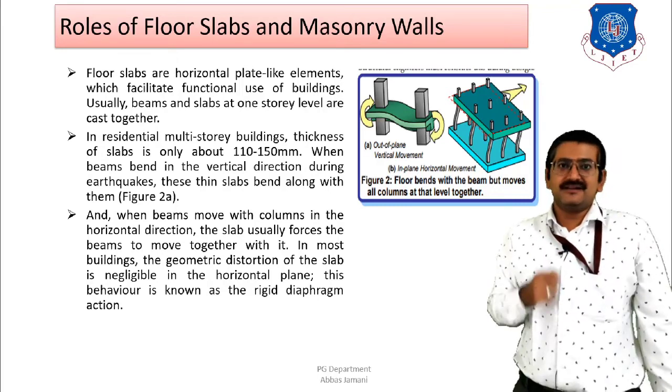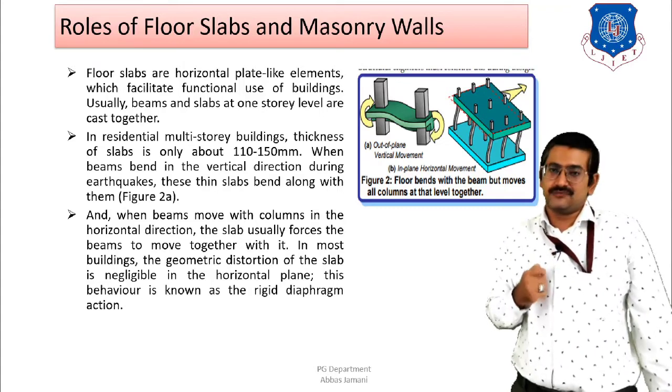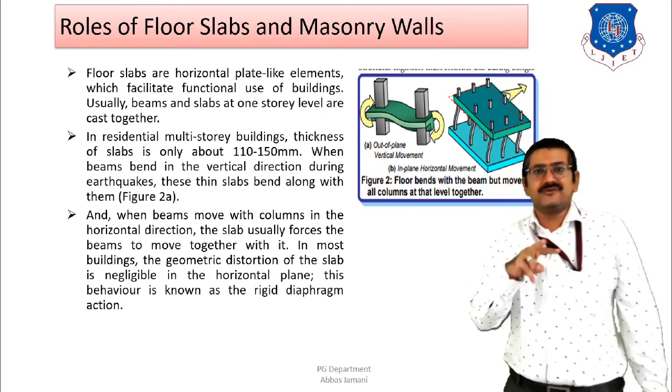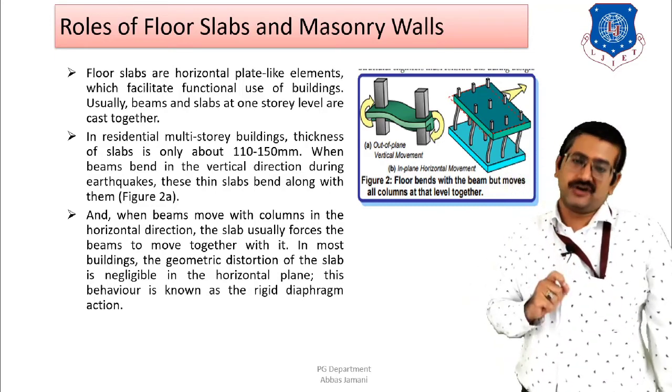We all know that, right? That beams and slabs are casted monolithically. So, two types of movements are discussed for slabs over here. First movement is the vertical movement, and second movement is the horizontal movement.